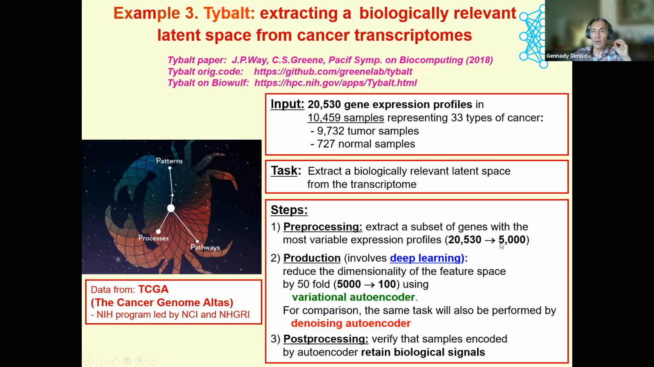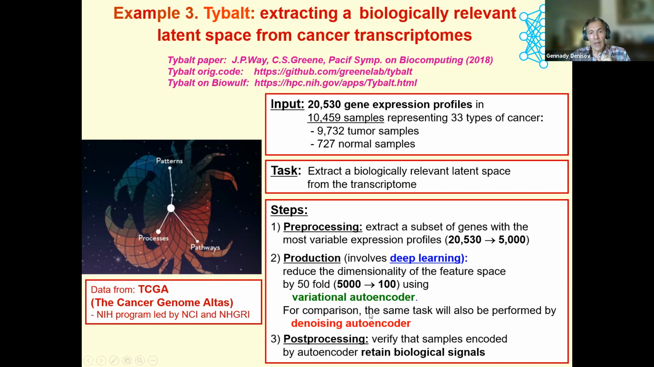The second step is the actual production step, which is performed using deep learning. At this step, we will further reduce the dimensionality of the data from 5,000 genes to only 100 essential latent variables. And that will be performed using two types of autoencoders, but the main focus is the variational autoencoder. But for comparison purposes, we will also discuss the denoising autoencoder. Those two models are parts of the current implementation of T-Bolt, and either one can be used optionally. So we reduce the dimensionality of the feature space dramatically, by more than 50-fold. And each of those 100 latent variables would be a non-linear combination of, on average, 50 different original features.